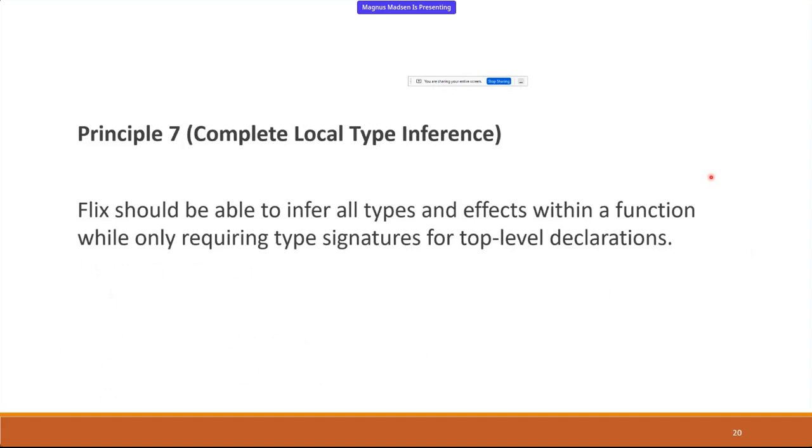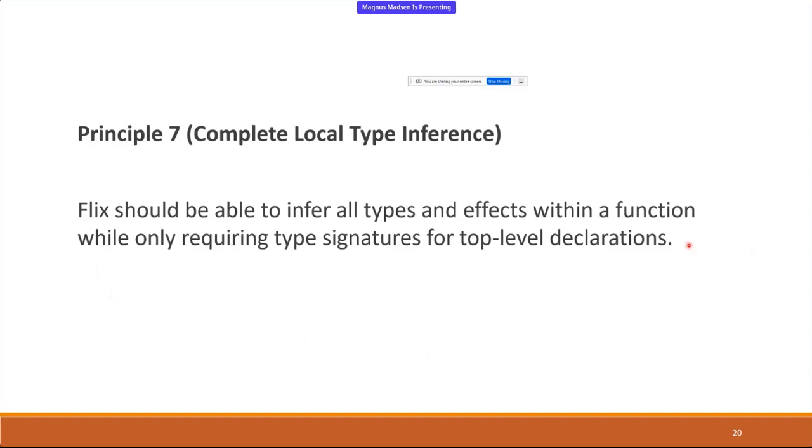Another principle about the static semantics is that we have a type system and we have type inference. And our goal is that we should have what I call complete local type inference. And that means that you are required to write the top level signature of a function, but then inside the function, all the types should be automatically inferred, like in ML or Haskell. And this means that if you get a type error, you can know for sure that it's because you've made a mistake in your program. It's actually a real type error. It's not because type inference is too weak.